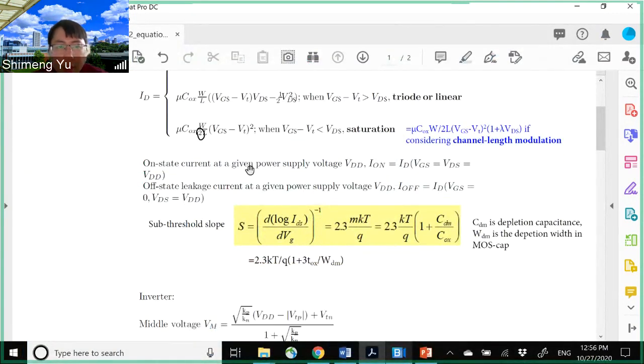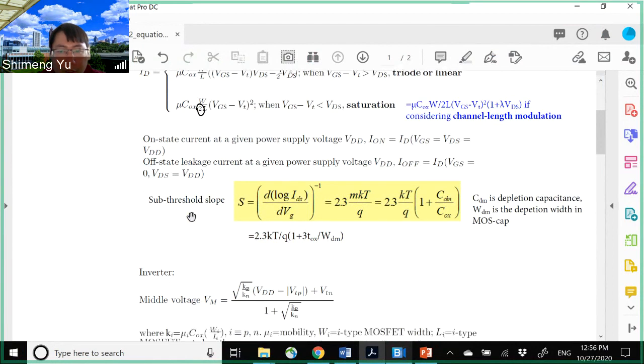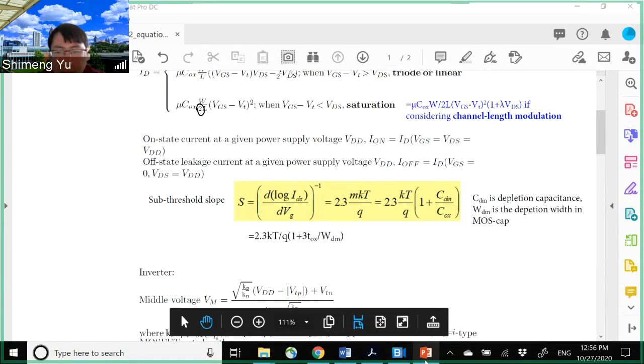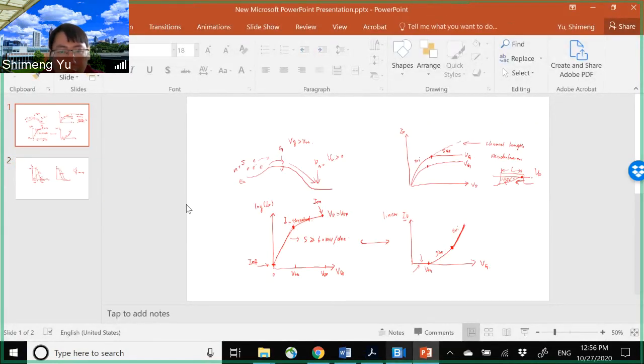Alright, then the on-state current, I-on and I-off, we just discussed that, so I won't repeat. So this is the definition of the on-state and off-state current. And then here, this is the subthreshold slope. This is defined as actually 1 over the slope in the log scale ID versus VG plot. So this is what we discussed here.